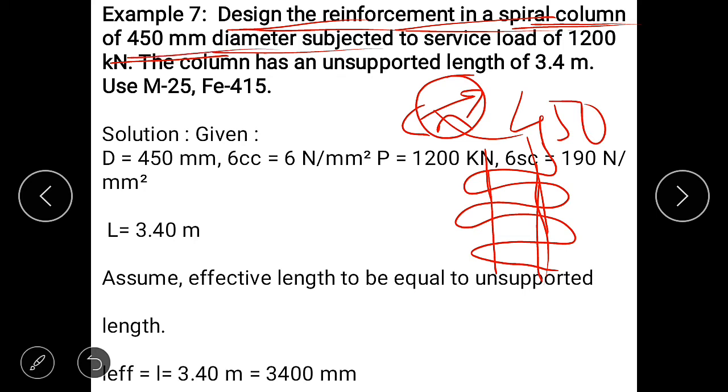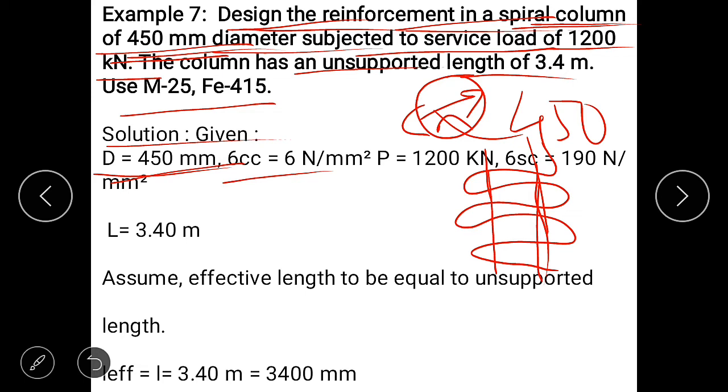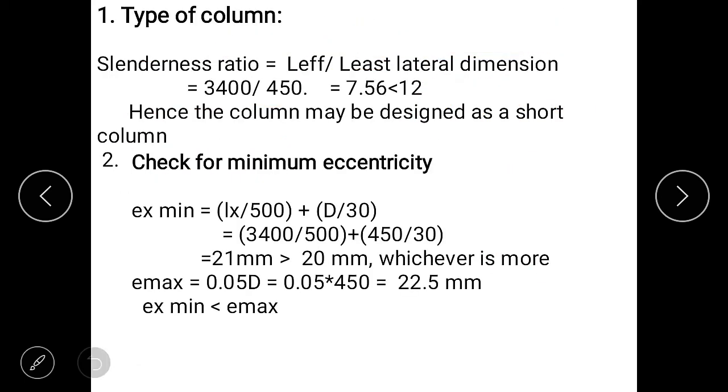Diameter is 450, subjected to a service load of 1200 kilonewtons. So P is 1200 kilonewtons. The column has an unsupported length of 3.4 meters. Use M25 and Fe415. Okay, so solution. D, the diameter of column, is given as 450 mm. Sigma cc, meaning permissible stress in concrete, is 6.